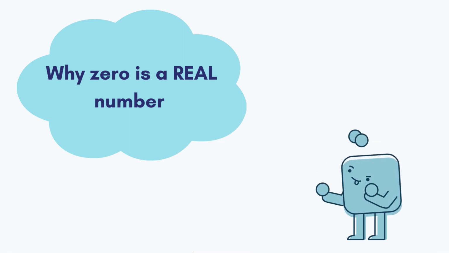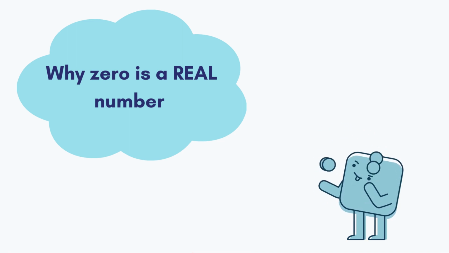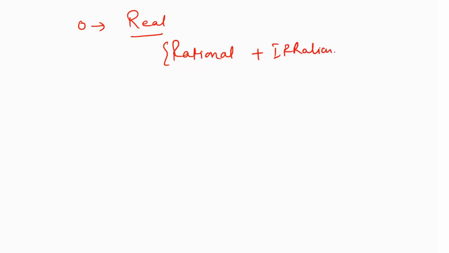So now let's move to the third thing about 0. There is one more thing. You can say that 0 is considered as a real number. Right? Why is 0 a real number? What is a real number? A real number is a set of rational numbers, a combination of rational plus irrational. Okay, so rational plus irrational.